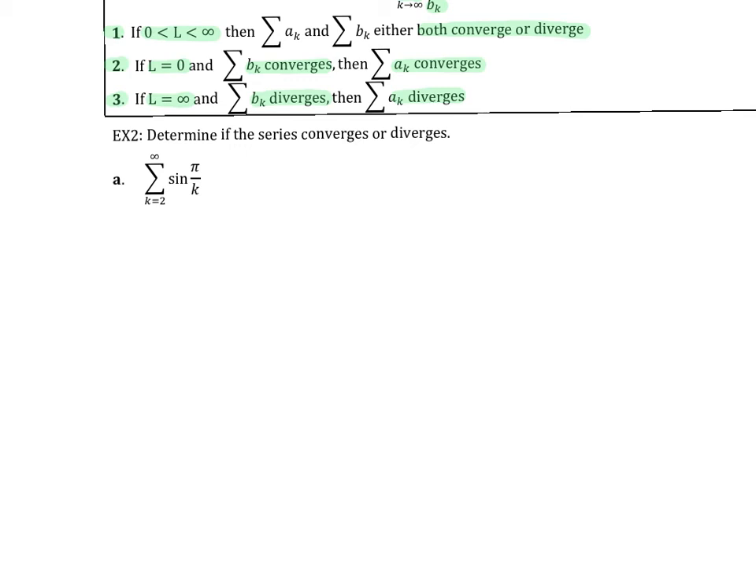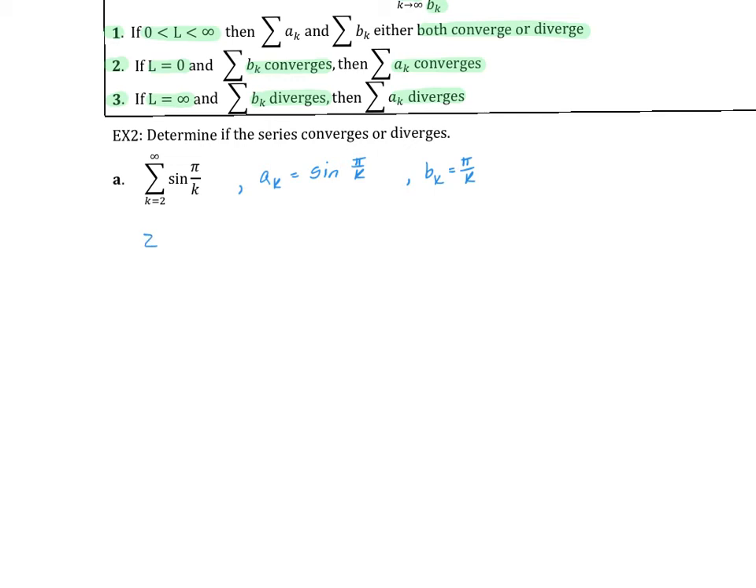I want to find a series to compare my a sub k to. Again, a sub k is sine of pi over k. There's a little trick with trig functions. Often, all you have to do is look at the argument, and in this case it's pi over k. The reason I chose pi over k is because I know that if I take the limit of these two, something nice will happen.